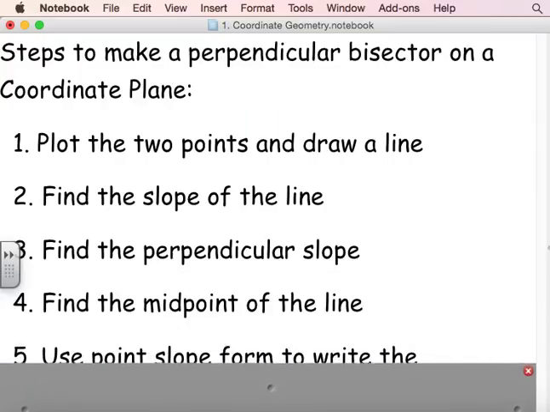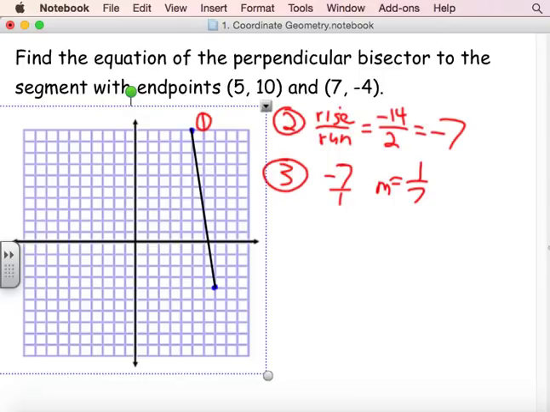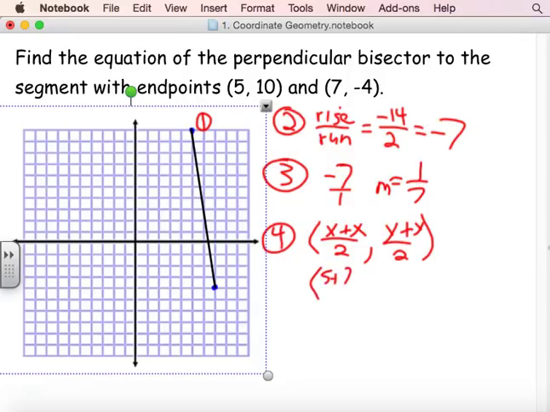So that's what we're going to use for step 4, which says to find the midpoint of the line. Now, the midpoint, we have a formula for it. We should already know. Midpoint formula tells us to add the x coordinates and divide by 2, and add the y coordinates and divide by 2. So let's do that. Our x coordinates are 5 and 7, so we got 5 plus 7 over 2, and our y's are 10 and negative 4 over 2. Okay, so when we add those, 5 plus 7 is 12, divided by 2 is 6, 10 plus negative 4 is 6, 6 divided by 2 is 3. So that would be our midpoint of the line.